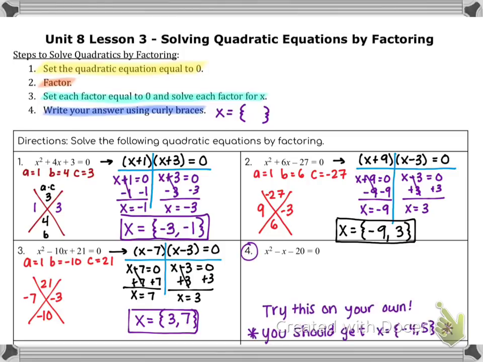Okay, so try number 4. You're going to try this on your own. Please try this, and then you should get this answer, negative 4 and 5. So when you solve it, you should get this answer. So try that one on your own. Negative 4 and 5 should be your answer.